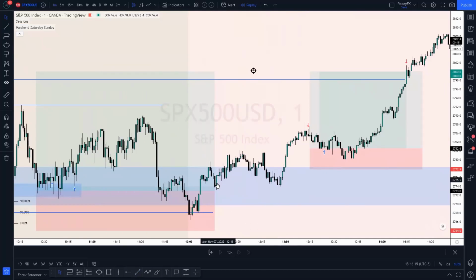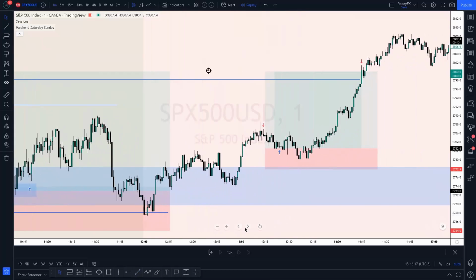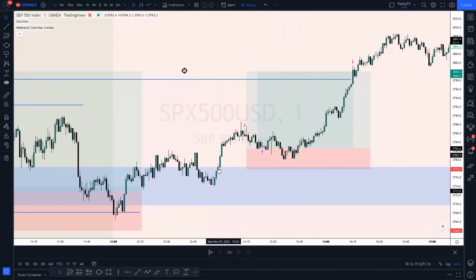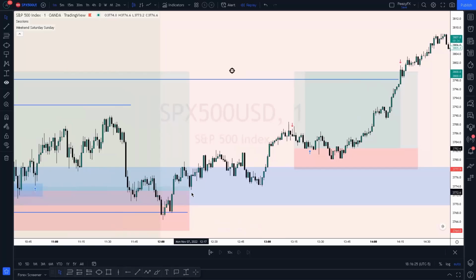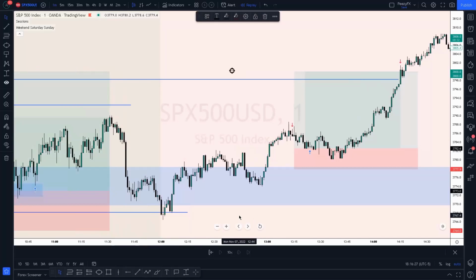Price reacted from it, and after that, I felt like I was good. We got another displacement right here. Look at the change in the state of delivery of the candles. I'm just going to show you a couple opportunities that you could have got in. After this push down, we got a displacement to the upside, taking out this high. That's your opportunity.